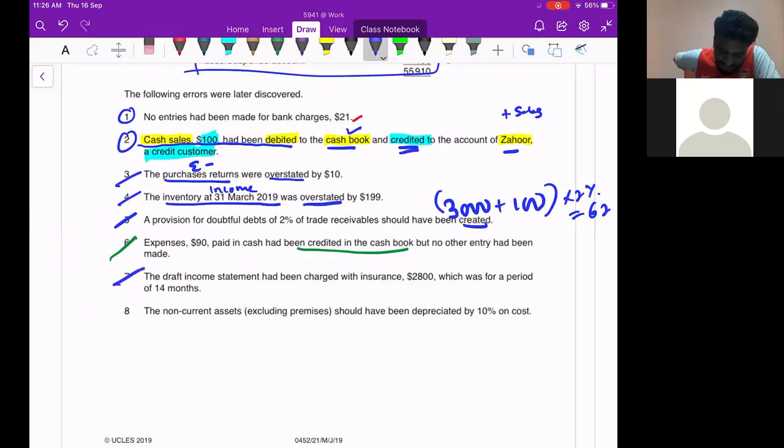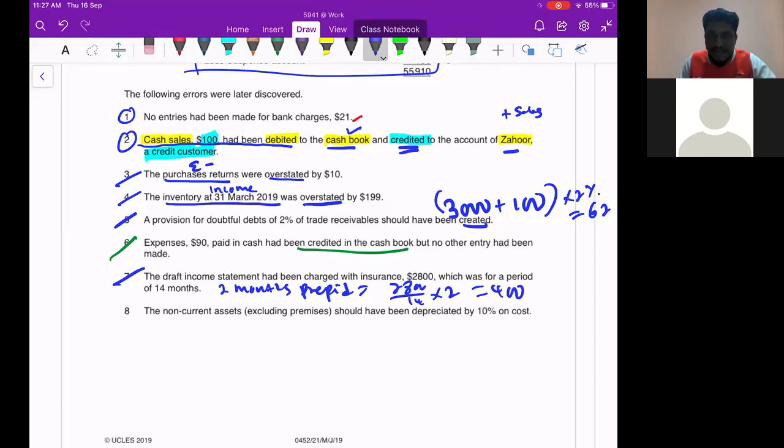The draft income statement had been charged with the insurance 2,800, which was for a period of 14 months. Suppose they have only 12 months, one year. So here we have prepaid. How many months prepaid? 2 months prepaid. So can you calculate how much the 2 months? 2,800 divide 14 times 2, that is 400.